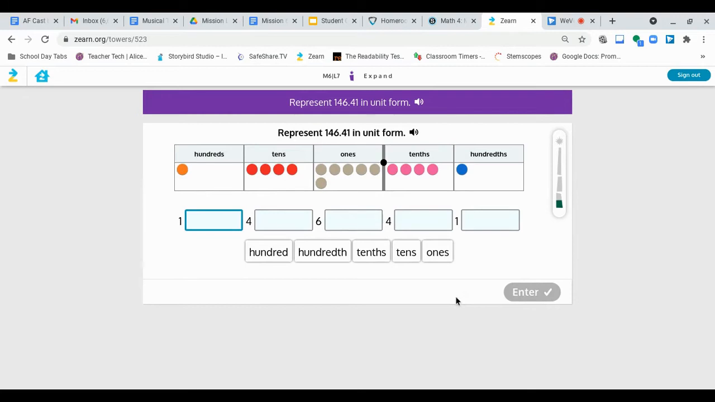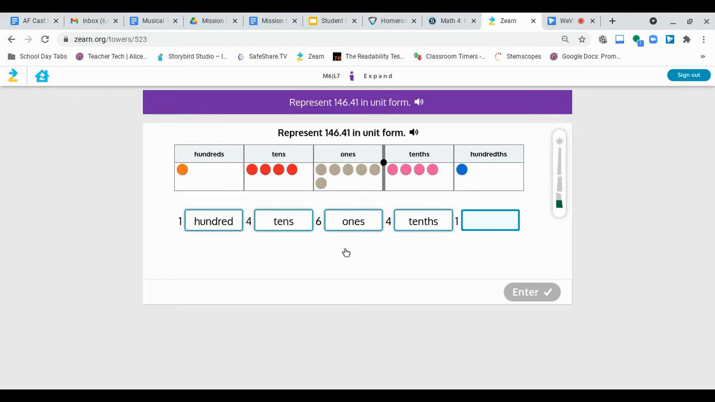Now it wants us to represent it in unit form. So all we're doing here is now just putting the correct unit, be it hundreds, tens, ones, tenths, hundredths, where it goes. So again, I have 1 hundred. I have 4 tens. And make sure you get that right. It's not tenths, tens. I have 6 ones. Now I'm in the decimal place. I have 4 tenths. And I have 1 hundredth.